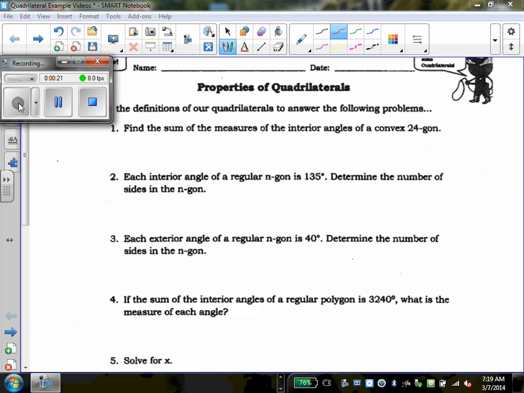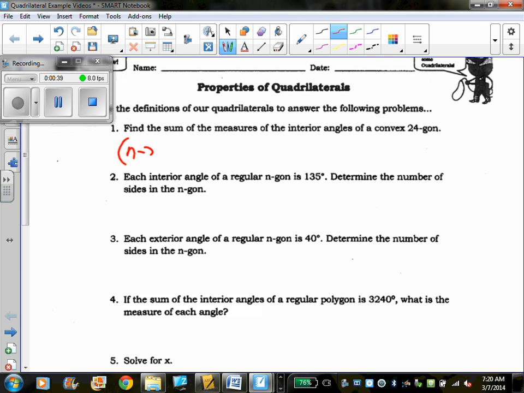Find the sum of the measures of the interior angles of a convex 24-gon. So what we're going to do is apply the formula that we had. So we'll have (n minus 2) times 180. N, again, is always the number of sides. And if it's a 24-gon, we know that there are 24 sides. So we're going to have (24 minus 2) times 180.